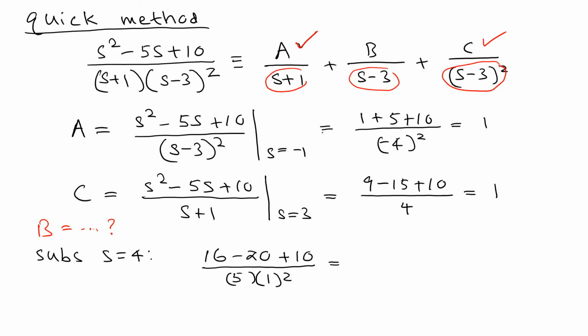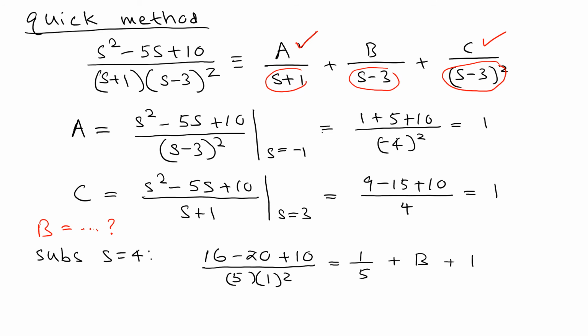We know that A equals 1. So it's going to be 1/5 from the first term. The second term, we don't know B, it is B over 1, because that's how we pick s. And then the next one, C, is also 1. So it is 1 over 1, which is 1. So now you can see you can find B directly.